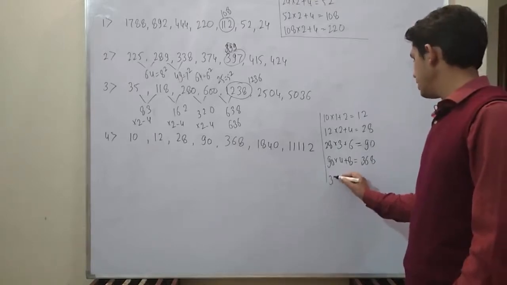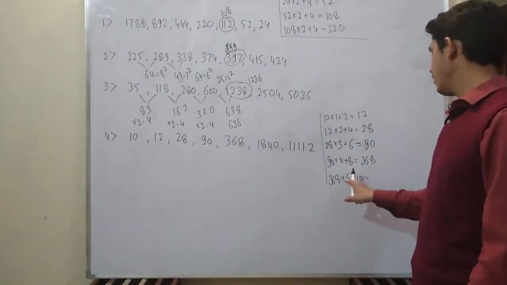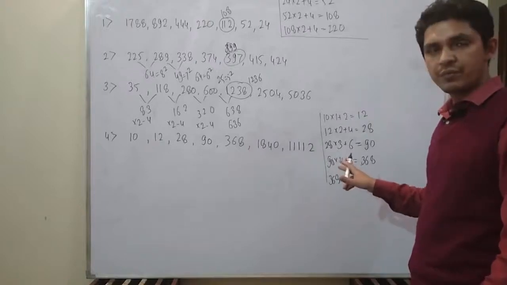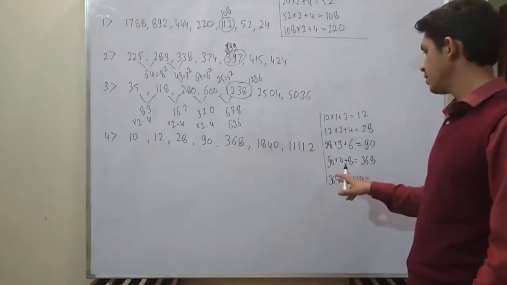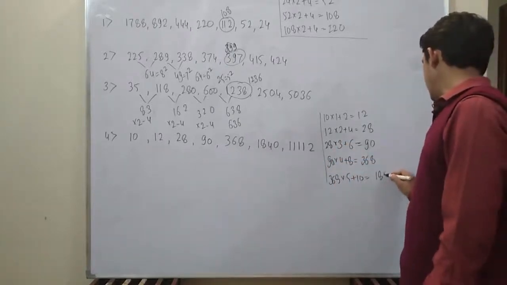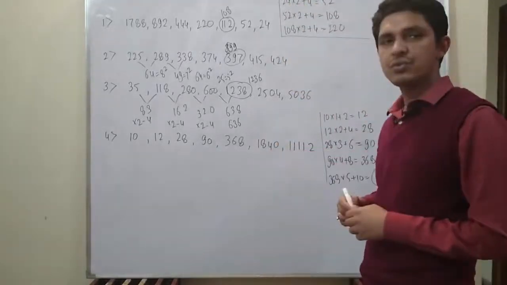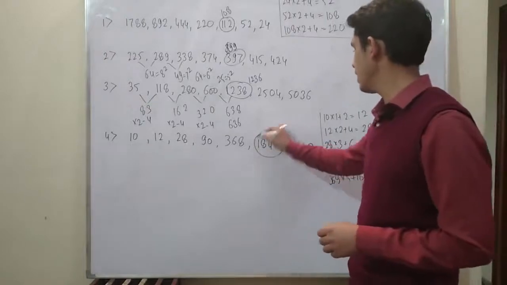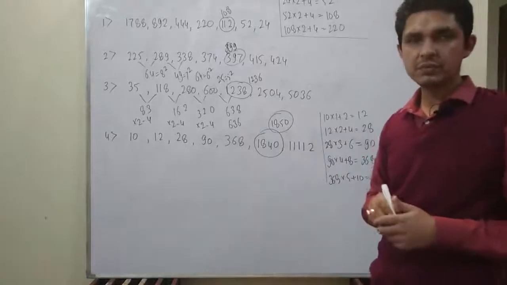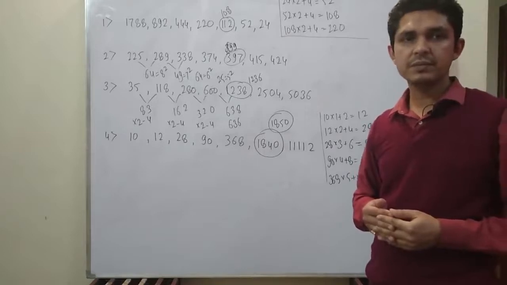Thereafter, this should be 368 multiplied by 5 plus 10. Okay, let us check. 5 8s are 40, 0, carry 4, 5 6s are 30, 30 plus 4 is 34, carry 3, 5 3s are 15, 15 plus 3 is 18. And plus 10, this will give us 1850. But the number we have is 1840. So the wrong number is 1840. The number that should be here is 1850. So I guess these 4 questions will be clear, right?